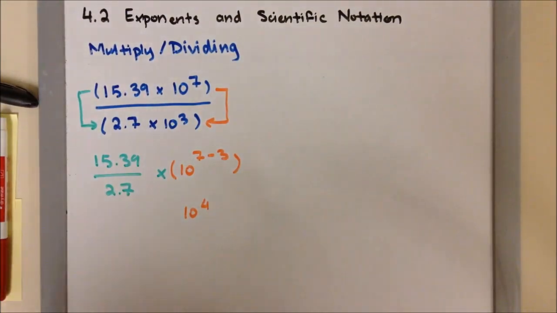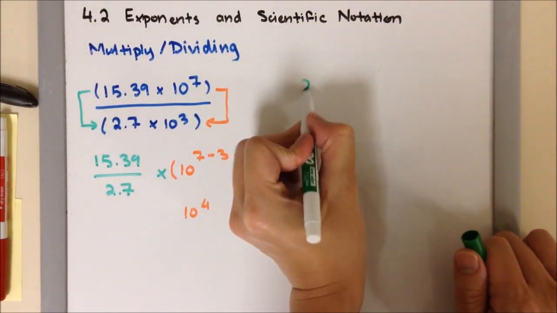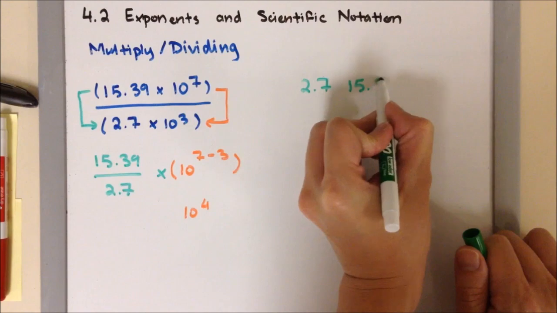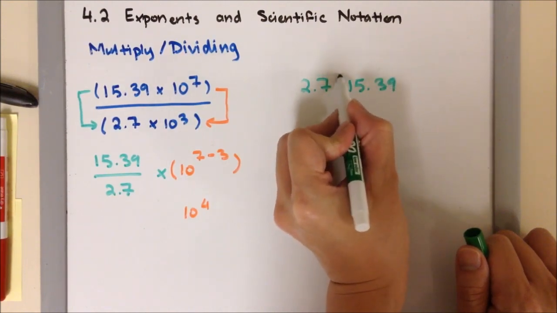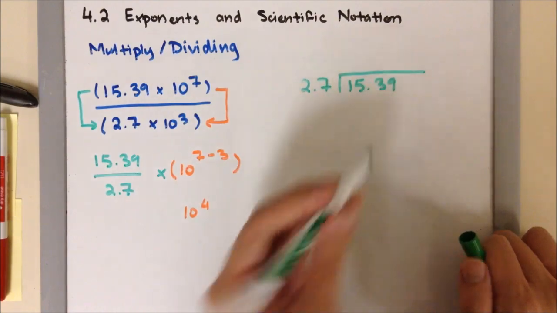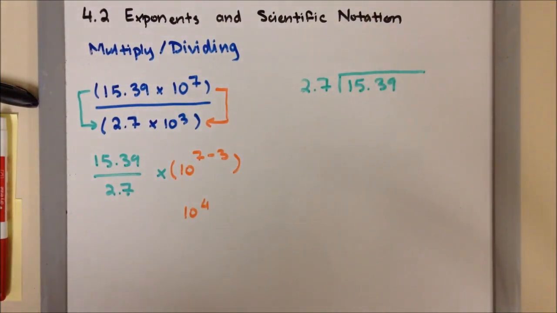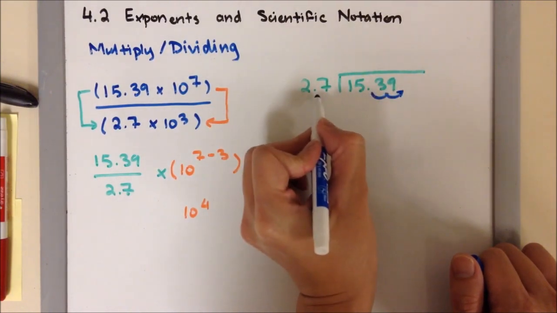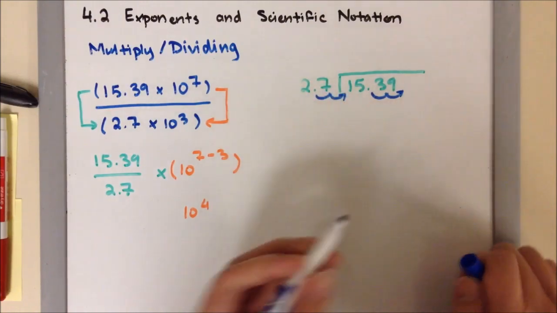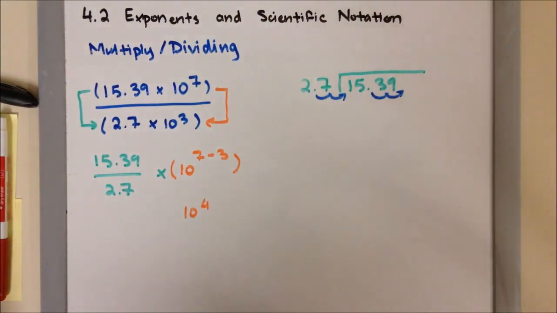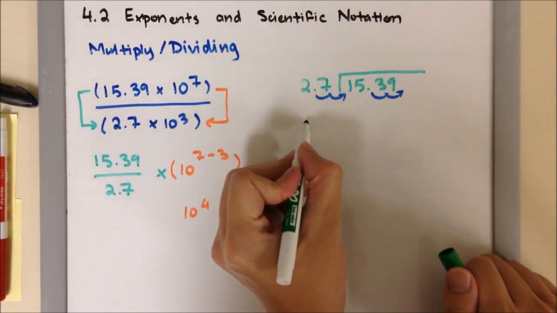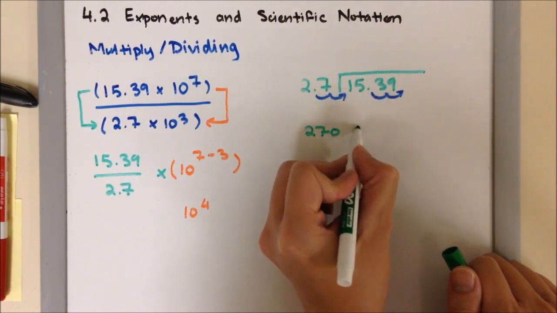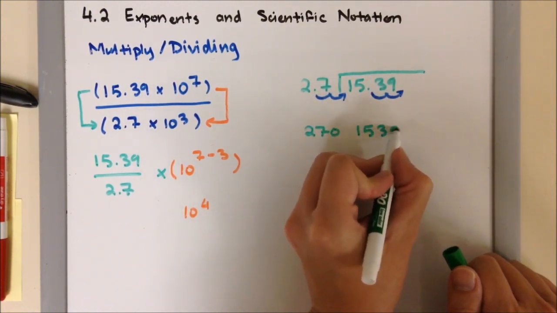Alright, now I'm going to work my division. So 2.7 on the outside, dividing 15.39. Now since I want to work with whole numbers, not decimals, I'm going to move my decimal. Since this one has 2 decimal places, I'm going to move my other one also 2 decimal places. So when that happens, instead of 2.7, it's actually going to be 270. Instead of 15.39, it's going to be 1,539.